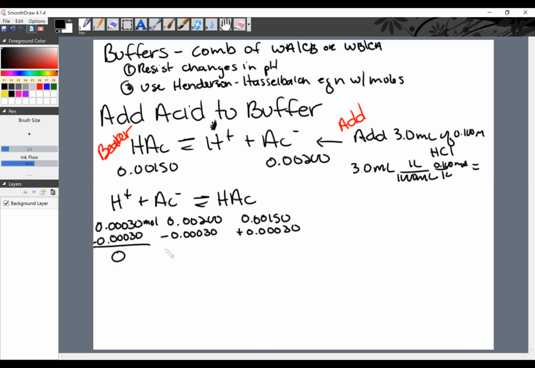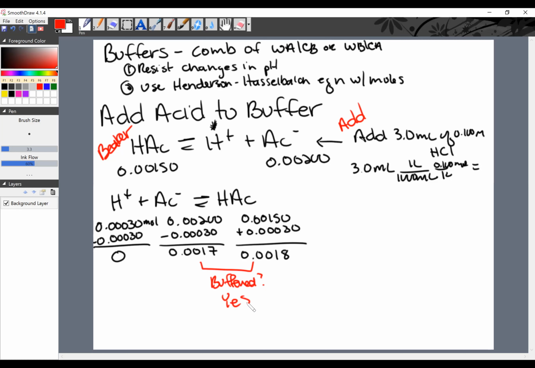So I have enough. I used up all my protons. And how much acetate is still left? 0.002 minus 0.0003, and I'm left with 0.0017. And I added 0.0003 to the acetic acid, so 0.0018. Yep. Okay. So after I added that extra acid, this is what's still floating around. Am I still buffered? And the answer in this case is yes.